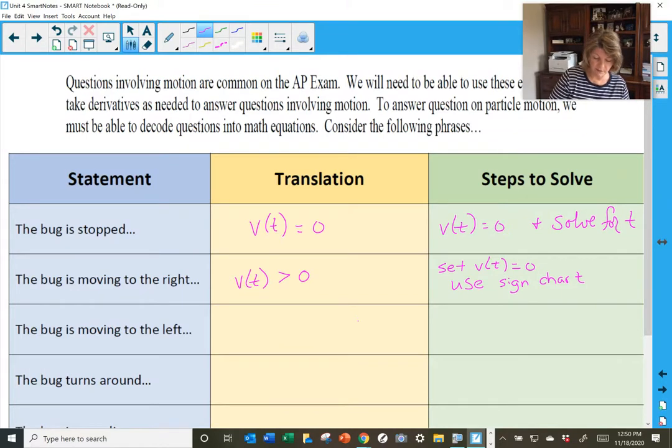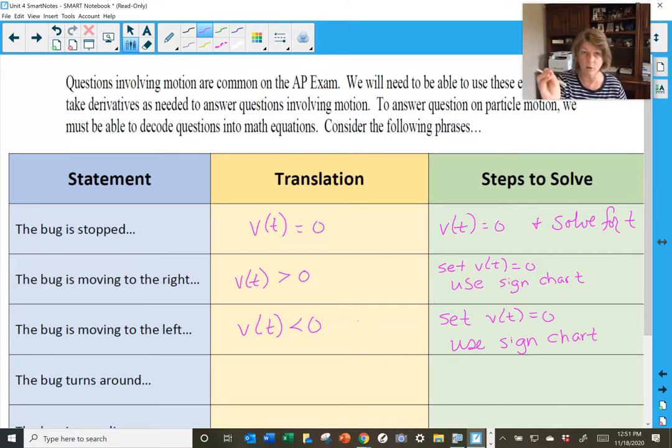The bug is moving to the left. Well, then I need to know when the velocity was less than 0, or when the velocity is negative. Once again, just like the previous one, I want to set v of t equal to 0, and then I'm going to use a sign chart. What a sign chart does is it allows me to fill in intervals whether the velocity was positive or negative, and that'll be very helpful in determining whether it's moving right or left.